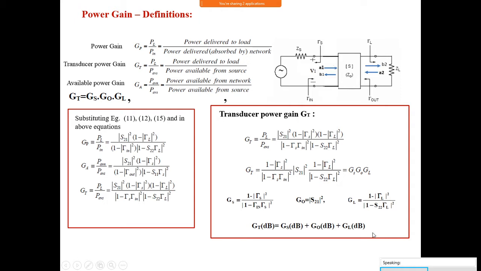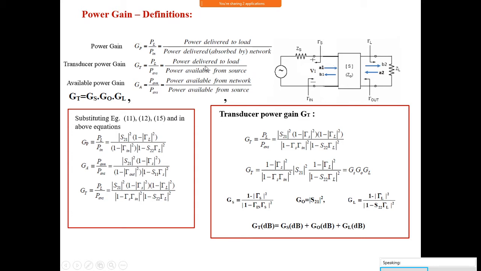Okay, so these three terms are there. Usually, as we saw, it is expressed in terms of decibels. So GT in decibel is equal to GS in decibel plus G naught in decibel plus GL in decibel. Based on the requirement of this GT, what is the gain we needed? This is actually output power divided by the input available power. This is GT as we expressed here: power delivered to the load divided by power available from the source.